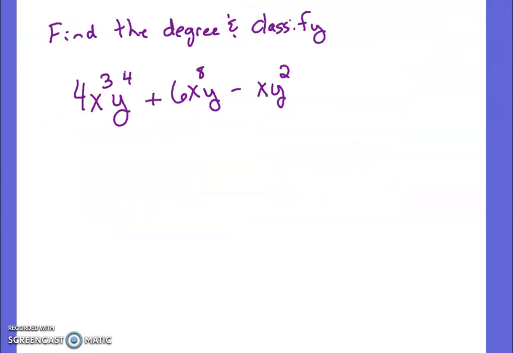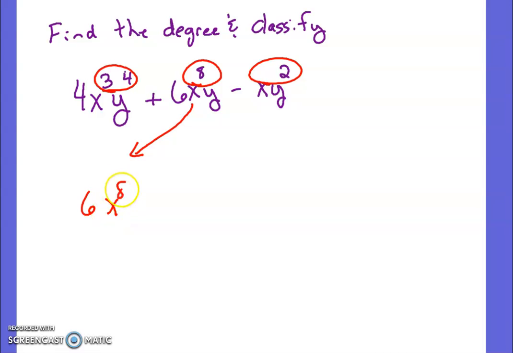So again, if I had to classify this, just one more page of classification, just to refresh our memories. This is degree 7. This is degree 9. This is degree 3. So we always write the highest degree first. So this goes first. So 6x to the 8th y is written first. Then plus 4x cubed, y to the 4th, and then minus xy squared. Again, highest degree first.